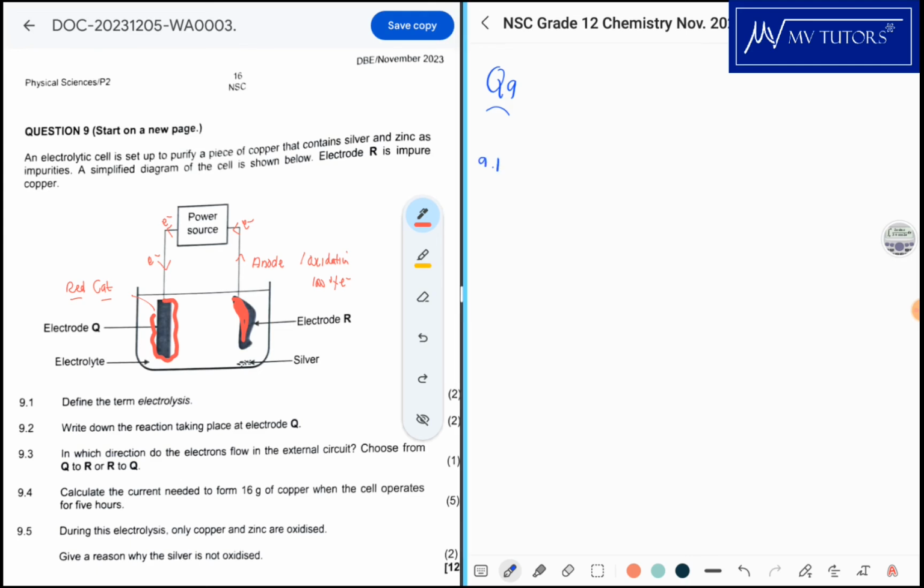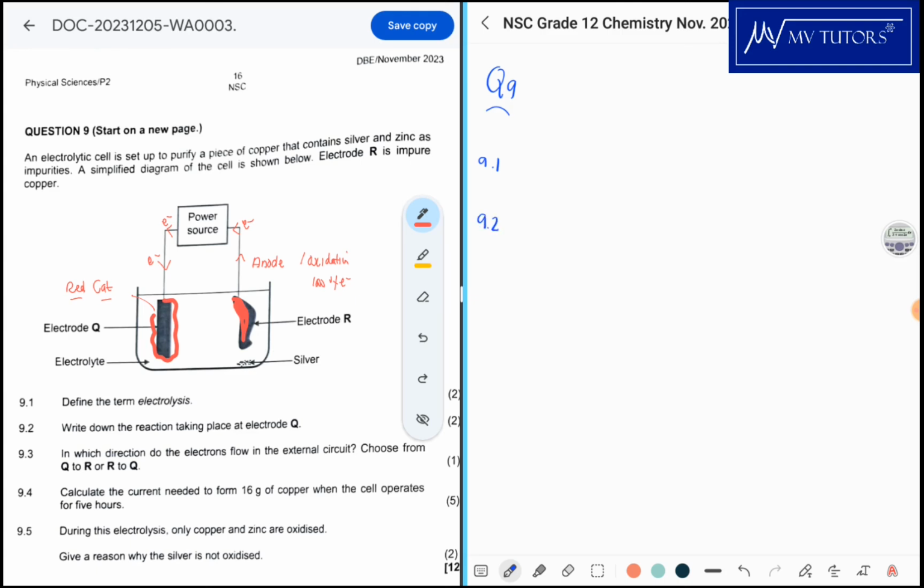theory question. It says define the term electrolysis. Okay, they're not asking the chemical change that happens in an electrochemical cell. They're just asking what is electrolysis. So electrolysis basically is a process where electrical energy is used to produce a chemical change or a chemical reaction. Okay, so that's just that definition.